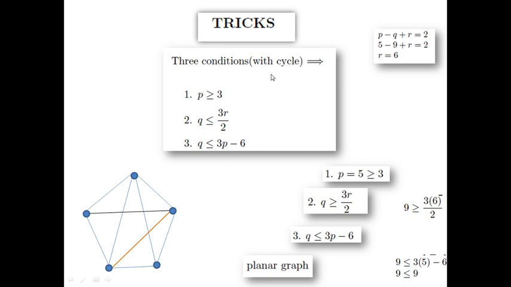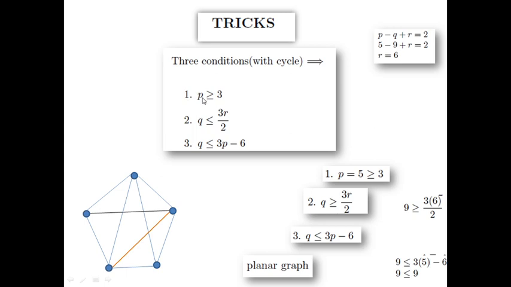First, you should remember that the graph should have a cycle. Without a cycle, other conditions apply. This graph should have a cycle. If so, then check these 3 conditions: P greater than or equal to 3, Q less than or equal to 3R by 2, and Q less than or equal to 3P minus 6. P is the number of vertices, Q the number of edges, and R the number of faces. You know how to find the number of faces: P minus Q plus R is equal to 2, or modulus of V minus modulus of E plus modulus of F is equal to 2.